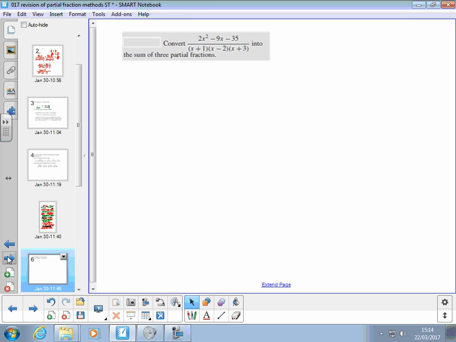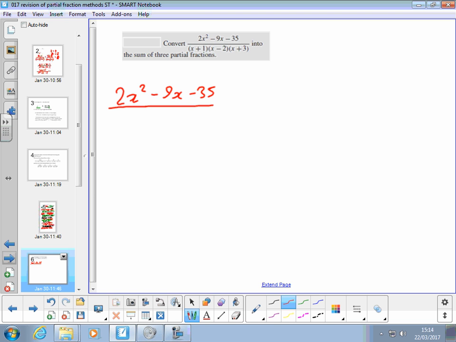So, this example is one where there are 3 terms on the bottom, and I'm not giving you the multiplied out term to factorise into 3 terms, it's just giving you it like that with the terms already as factors. So, in this case, we've got 2x squared minus 9x minus 35 over x plus 1, x minus 2, x plus 3.